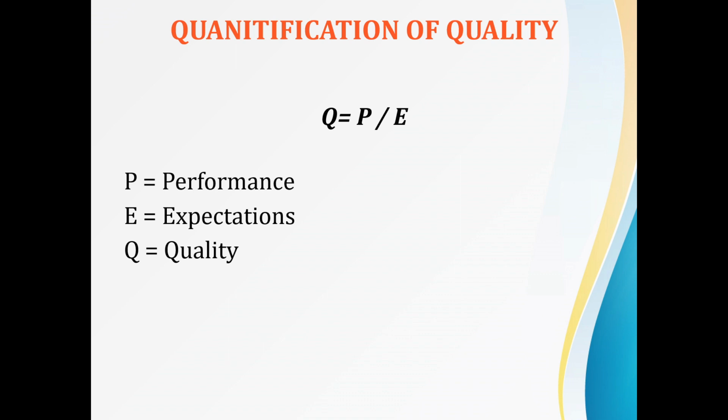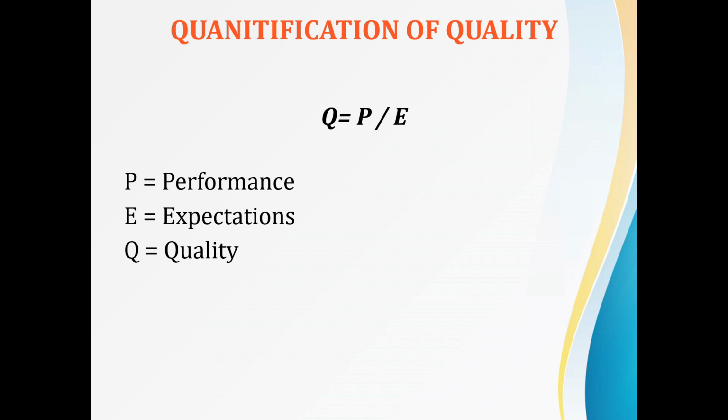Next, we are going to see the quantification of quality. The various definitions of quality we gave in the previous slide are common for both product as well as service. So next we will be seeing the quantification of quality. Quality is defined as the ratio of performance to expectation. So Q is quality, P is performance, E is expectation. So Q is equal to P by E.